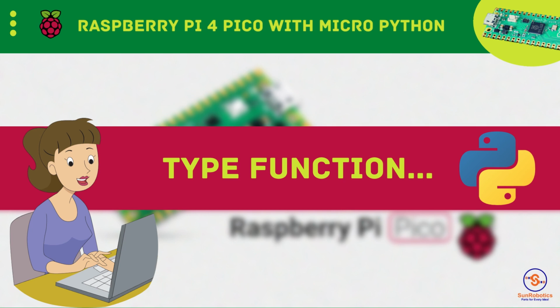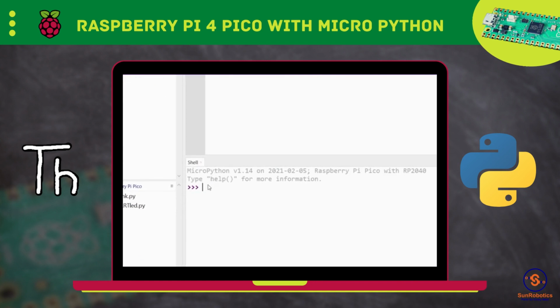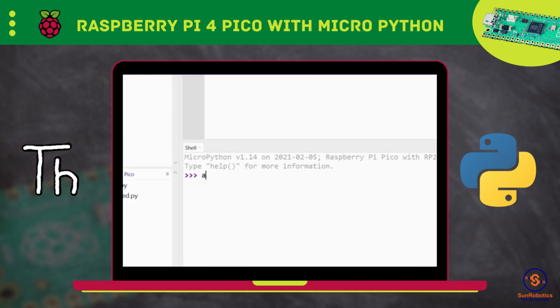Connect your Raspberry Pi Pico with the laptop and open Thonny IDE. In my case, in the shell, MicroPython is loaded. The type function will be helpful when you want to check the type of a particular variable in our program. That's very important in some cases. Let's see how we can use it.